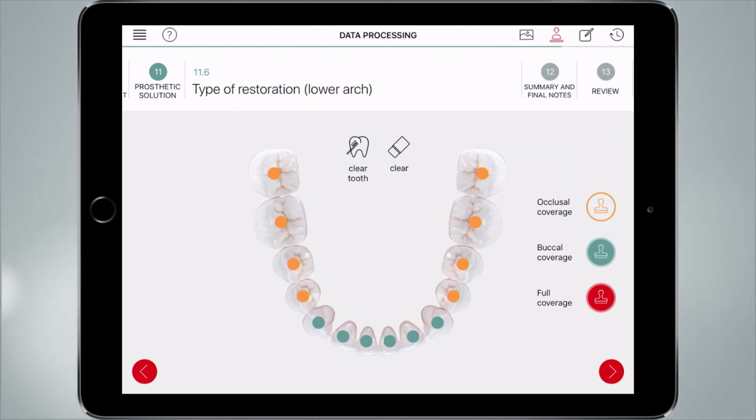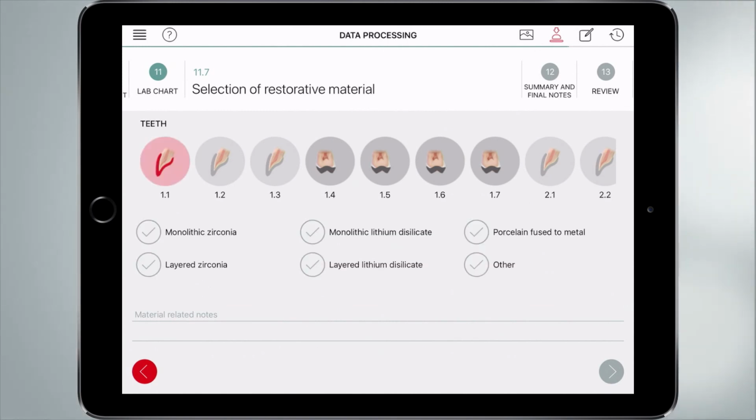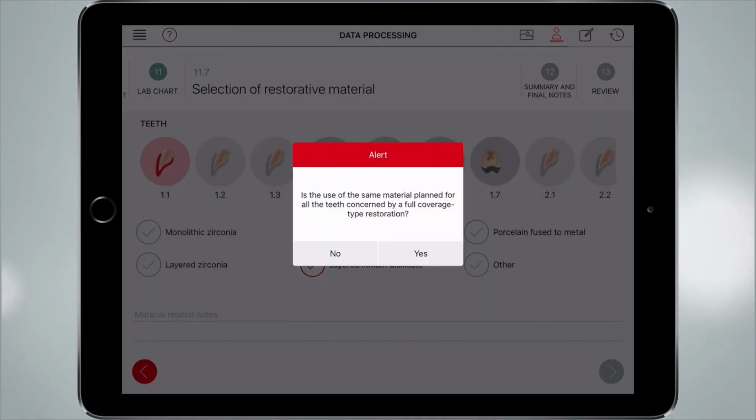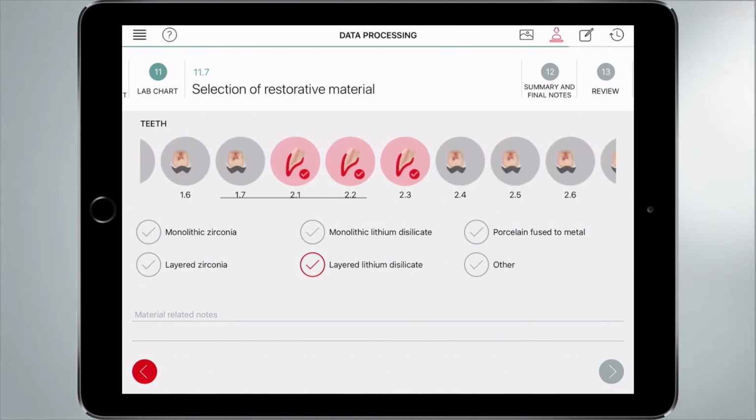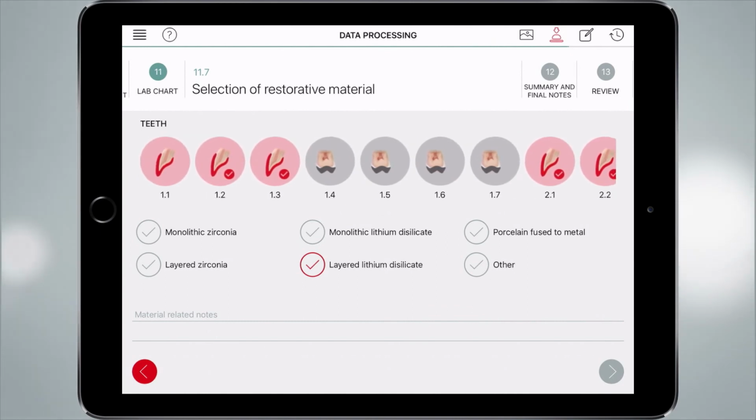And now I press again the arrows, and now there is the selection of restorative material. Of course, I would like to do full veneer on the upper teeth. I said 11, 12, 13, etc. Okay, so we push this. And I can use, in this case, for example, layered lithium disilicate. And now the alert says to me, is the use of the same material planned for all teeth concerned by full coverage restoration? What is the answer? Of course, yes. I want to have the same material. So automatically we will have all the material on the upper jaw with the layered lithium disilicate.